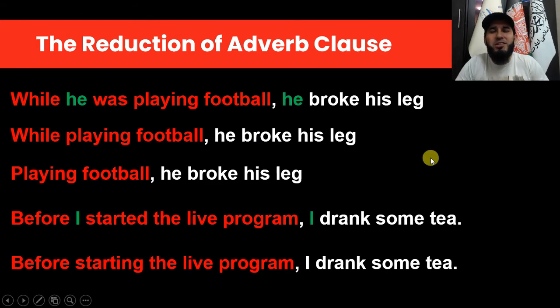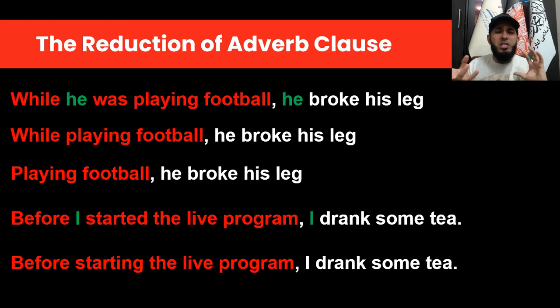Now, the reduction of adverb clauses. I want you to keep in mind that the reduction of adverb clauses is usually possible in adverb clauses of time and adverb clauses of cause and effect. In these two types, reduction is possible. I mean, we can reduce these two types of adverb clauses to adverb phrases.